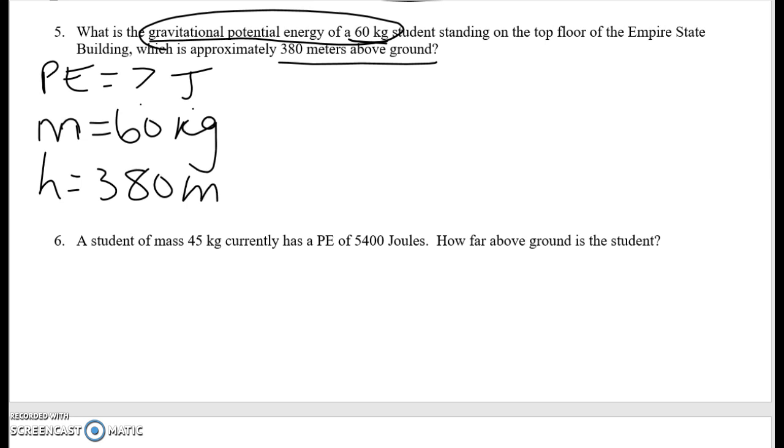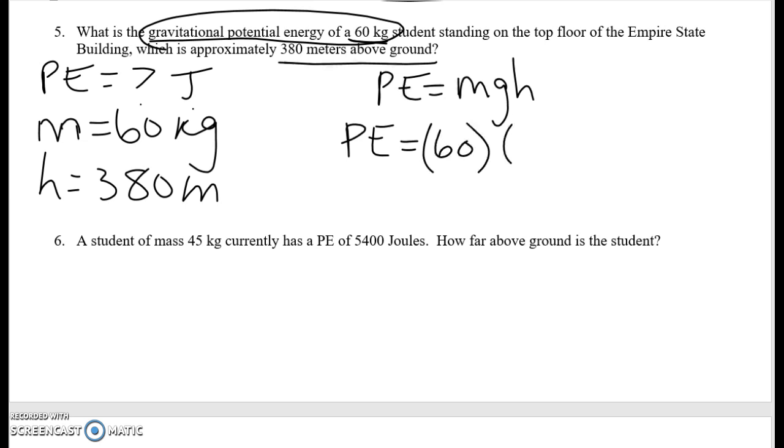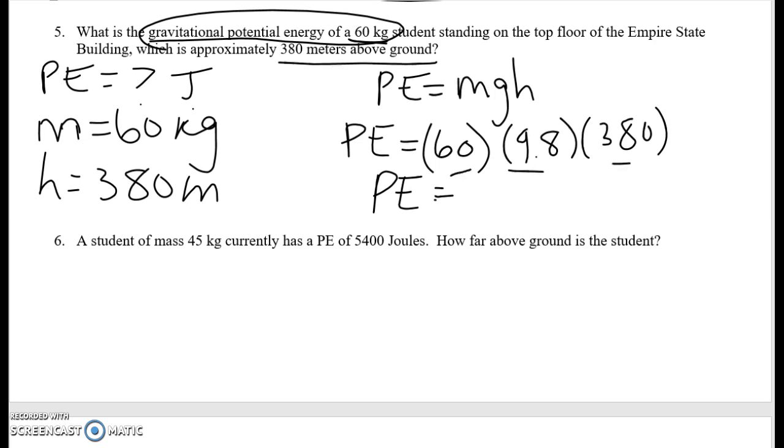So what I'm going to do is just what I did with kinetic energy. I'm going to write down the equation that's on my equation sheet. PE equals mgh. So my potential energy is what they're asking me to find. My mass is 60. The acceleration due to gravity is a constant, which is on your equation sheet. It's 9.8. And my height is 380 meters. So they give me all of these variables. All of the variables are being multiplied by each other. So I'm just going to plug them into the calculator as shown.